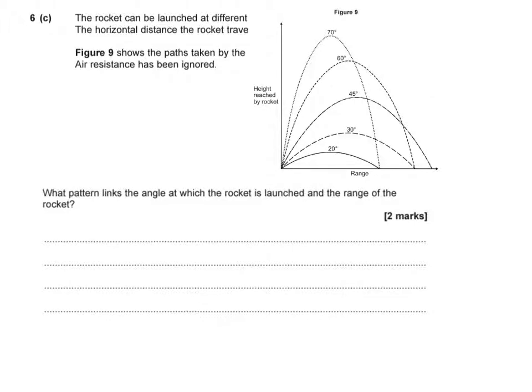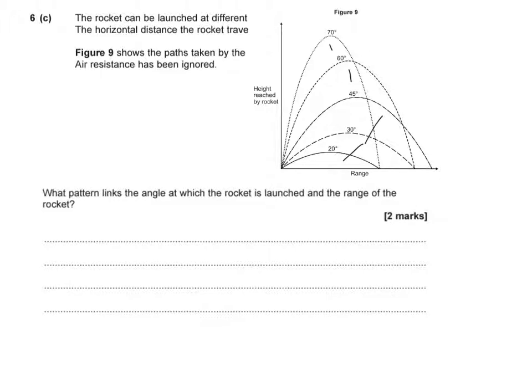It then says what pattern links the angle at which the rocket is launched and the range of the rocket. This is quite tricky because there are two parts to the pattern. At first we can see that as the angle increases from 20 to 30 and then to 45, the range increases. But then you'll notice that as the angle increases from 45 to 60 and then 60 to 70, the range decreases. So that's the information that we need to get across in our answer.